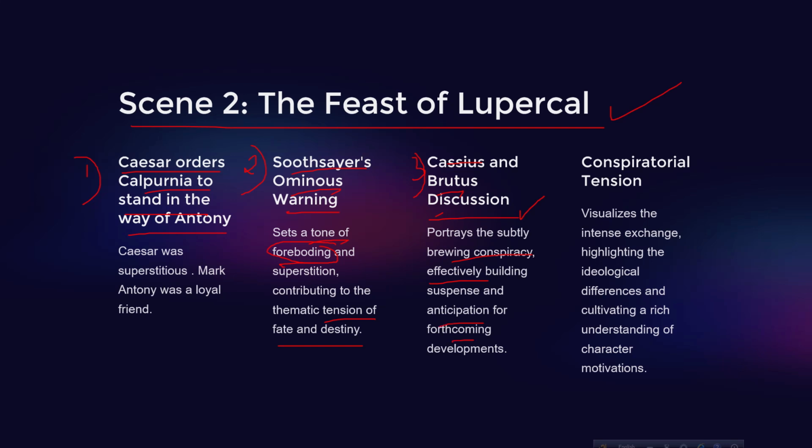In this scene, Cassius also proves his credibility, like he tells Brutus he's far better than Caesar. All right, that they are all groaning underneath this Caesar's yoke, and at the same time he also tries to tell Brutus that you are no less than Caesar.